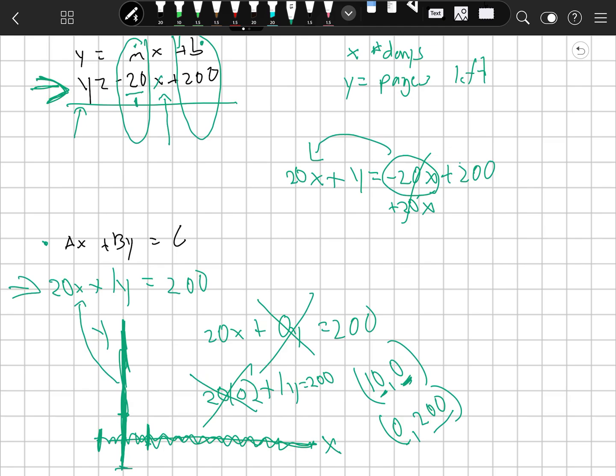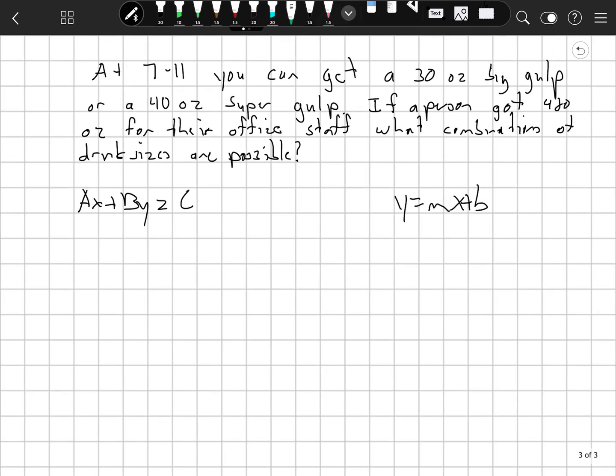Let's take a look at one other way that the standard form might be helpful. I'm going to use a new word problem this time. At 7-Eleven, you can get a 30-ounce Big Gulp or a 40-ounce Super Gulp. If a person got 480 ounces for their office staff, what combinations of drink sizes are possible?